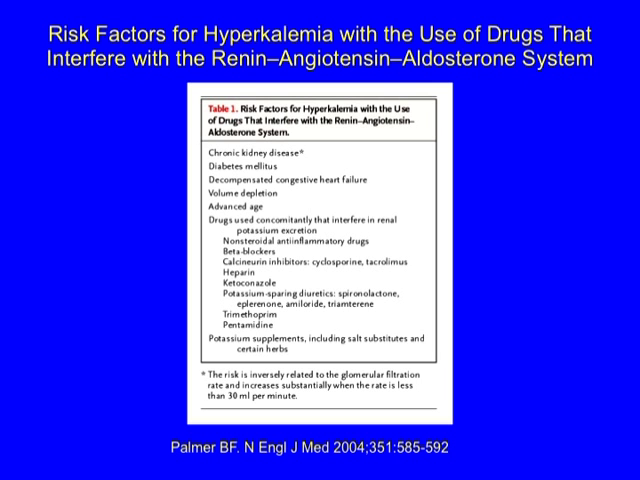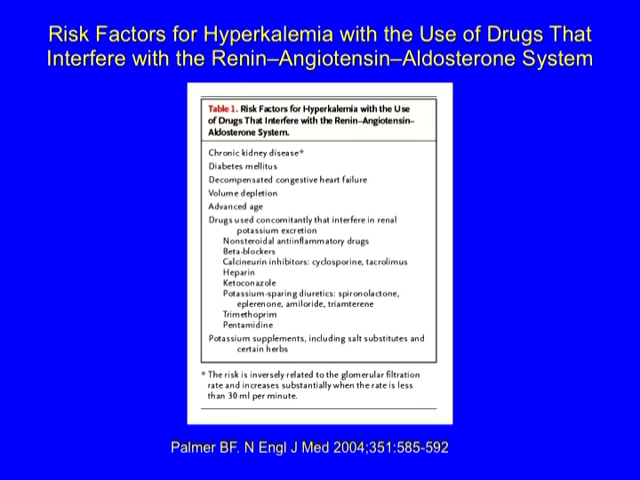So risk factors for hyperkalemia include the use of drugs that interfere with the renin-angiotensin system, as we mentioned, chronic kidney disease in and of itself, diabetes, decompensated congestive heart failure, volume depletion, older age, and concurrent use of drugs that interfere with renal potassium excretion: nonsteroidals, beta blockers, calcineurin inhibitors, heparin. For those of you who don't remember, heparin can block aldosterone release at the level of the adrenal gland. Also ketoconazole, potassium-sparing diuretics. These include spironolactone, eplerenone, amiloride, triamterene, trimethoprim.